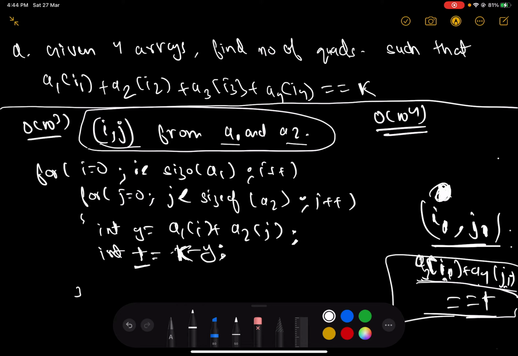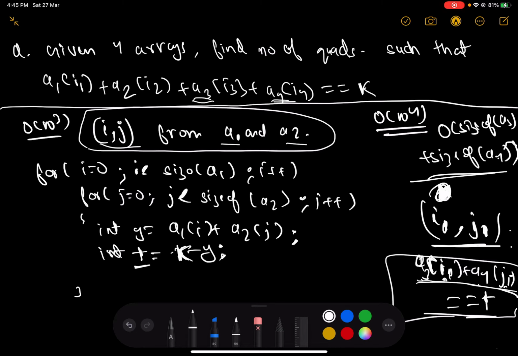So basically this problem can be solved in O of size of A3 plus size of A4 time, that is, in linear time complexity. All you need to do is sort A3 and A4 initially before going through this loop. So you sort the arrays A3 and A4 in ascending order, and since you have sorted the arrays already, you can apply this algorithm. This is a two pointer algorithm.